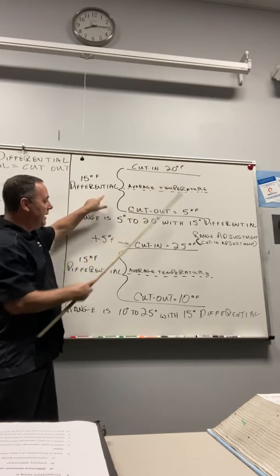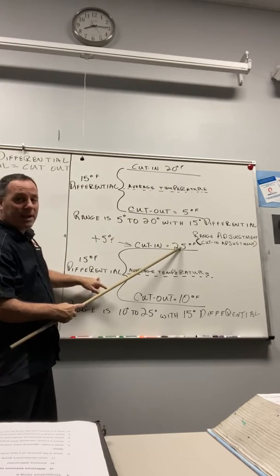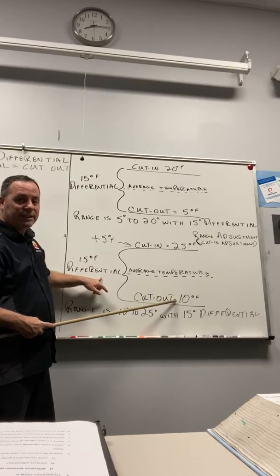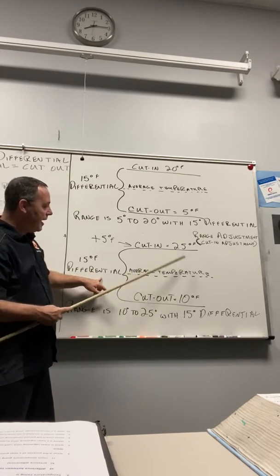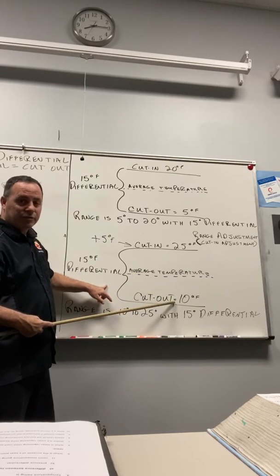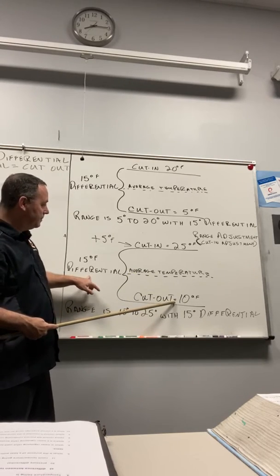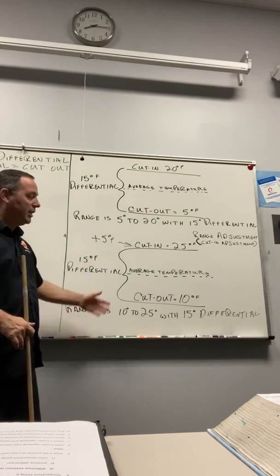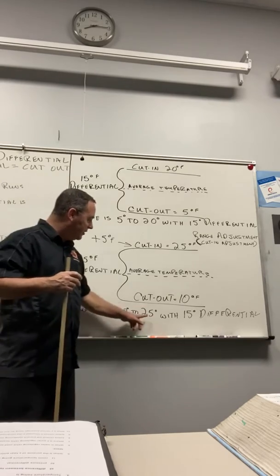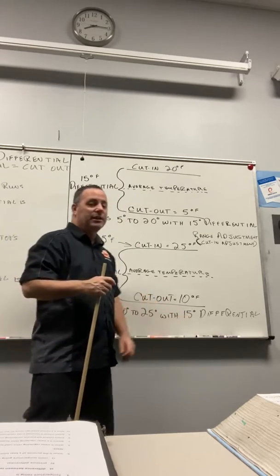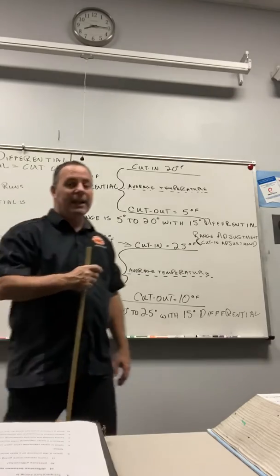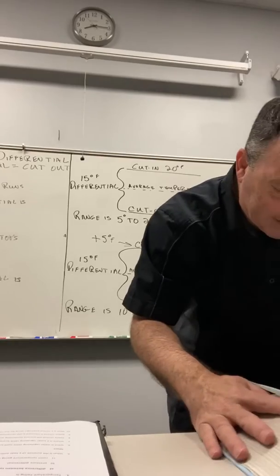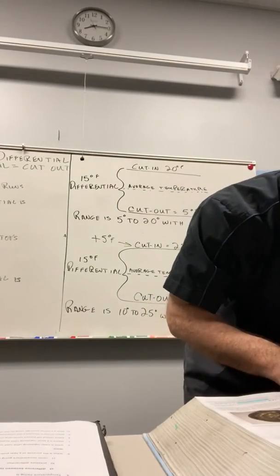So if I raise the 20 to 25 and keep the 15 differential, the cutout automatically rises to 10, because the difference between 25 and 10 is 15. So all you have to do is change the cut-in and you've automatically changed the cutout. The range is 10 to 25 on this one with a 15-degree differential. And that's what they're talking about on the page at the bottom of 355. That's what's explained on that page.